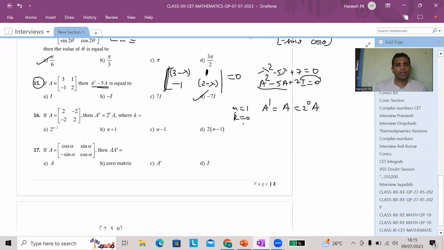So where are you getting k as 0? Put n as 1. When you put n as 1, 2 power 0, you get 2 power 0 as 1. This is ruled out. When you put n as 1, this is also ruled out. You'll get 2. Now it has to be either this or this. Now how do you know which is correct? Just find out how much is a square, right? Let's find out how much is a square.